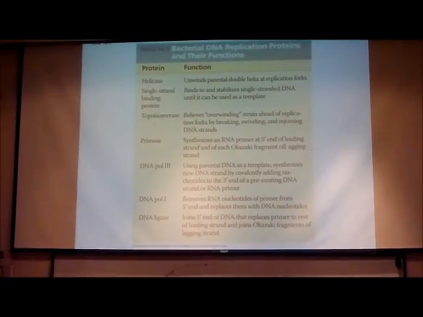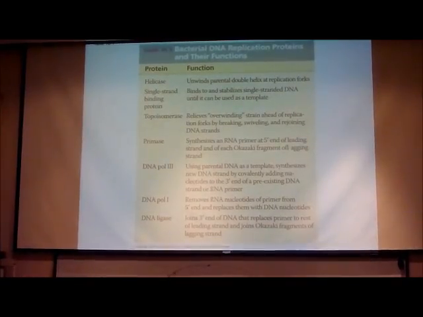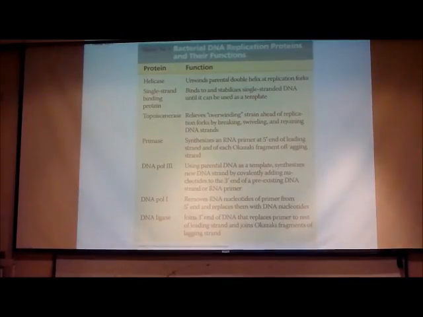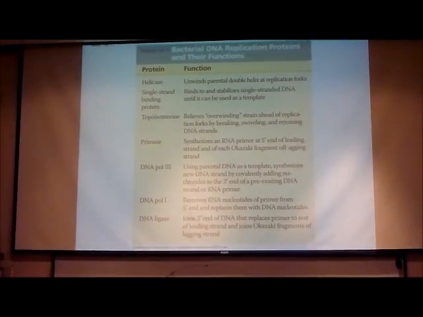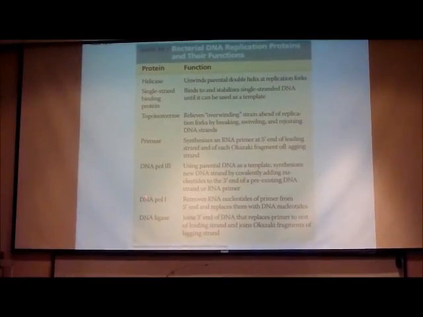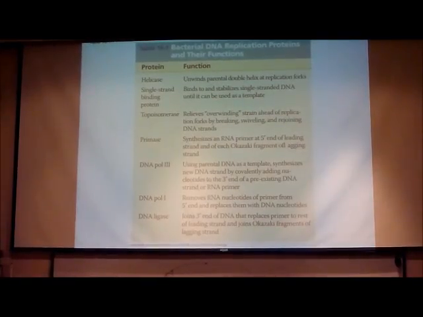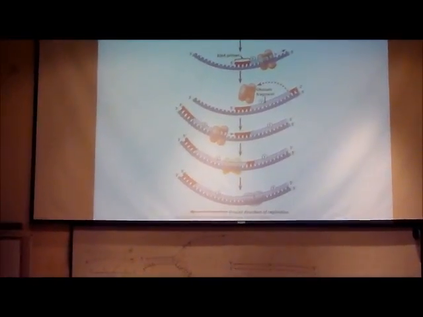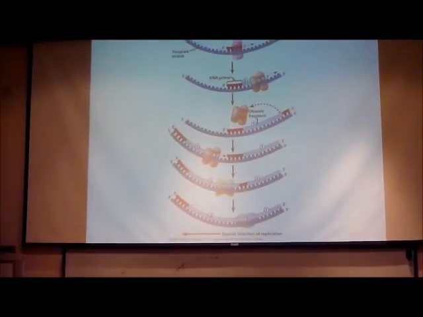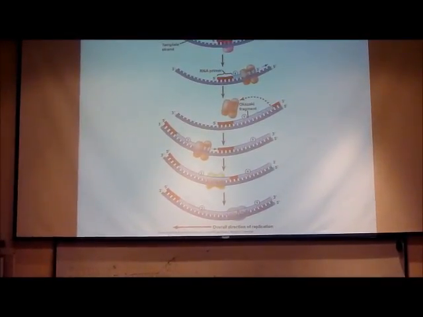DNA polymerase 3 is the enzyme that is going to be responsible for using the parental strand and producing the daughter strands of DNA. DNA polymerase 1 is going to be responsible for coming in and replacing the RNA primers with actual DNA nucleotides. And DNA ligase will join them together. So again, this here, DNA polymerase 3, this here, DNA polymerase 1, this here, ligase.